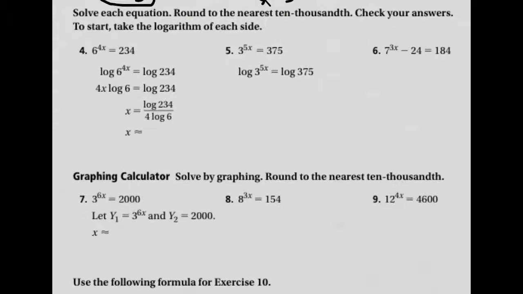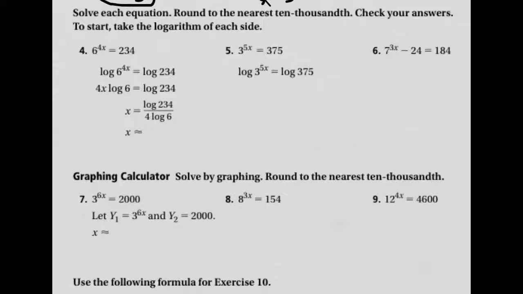All right, 4, 5, and 6 say solve the equations, round to the nearest 10,000th, check your answers. To start, take the logarithm of each side. Now, it's giving me those instructions because for all three of these, it's impossible to do what we did in the last few problems. We cannot break those numbers down to the same base. So what we do instead is we take the logarithm of both sides. That is our second option when we cannot break them down to the same base.